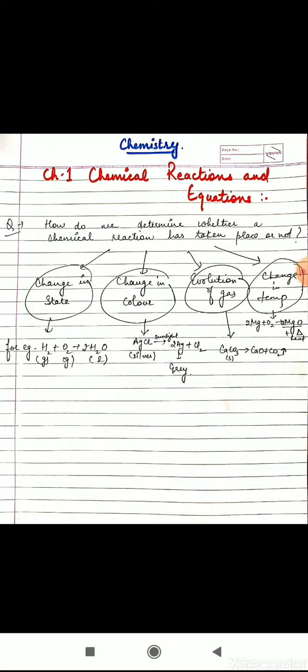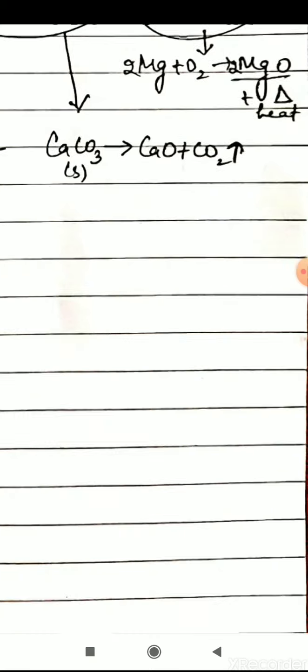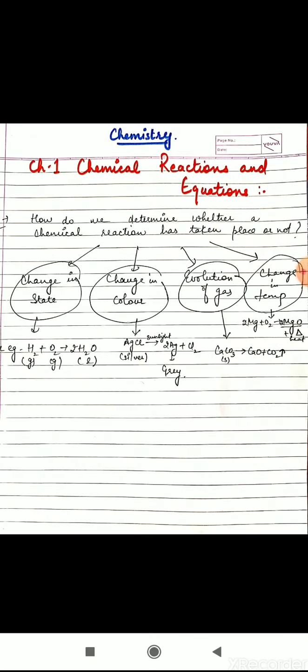Okay. Third point is evolution of gas. Whenever there occurs any evolution of gas, then we can say that there occurs a chemical reaction. For example, if I take calcium carbonate, it dissociates into calcium oxide plus CO2, and we know that CO2 is a gas.